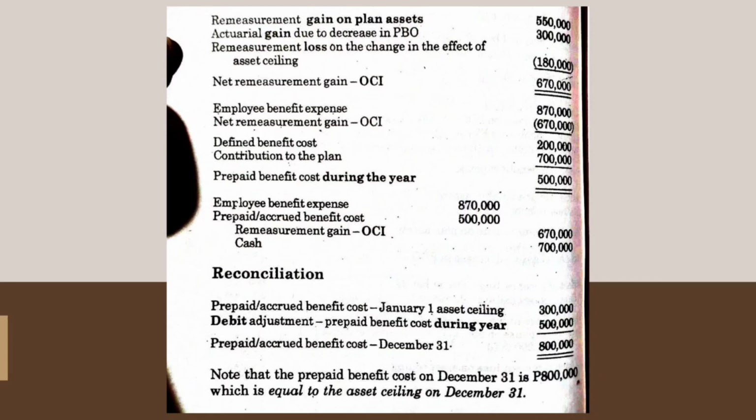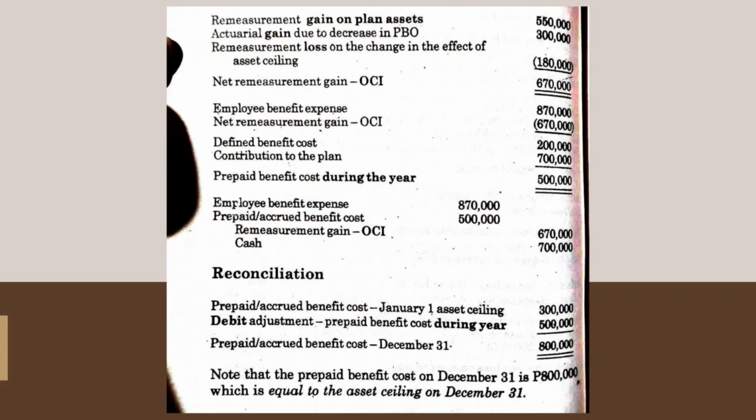So on reconciliation, prepaid accrued benefit cost on January 1, asset ceiling, which is 300,000. Debit adjustment, prepaid benefit cost during the year, which is 500,000. So our prepaid accrued benefit cost on December 31 is 800,000. Note that the prepaid benefit cost on December 31 is 800,000, which is equal to the asset ceiling on December 31.